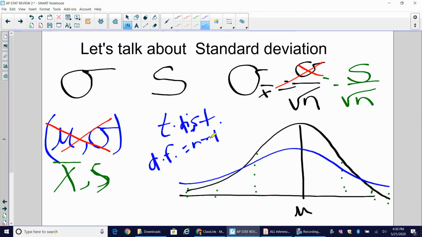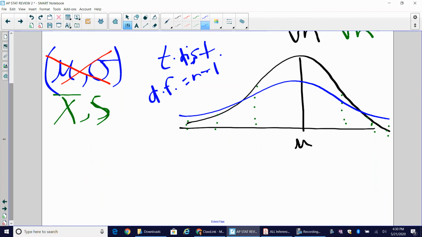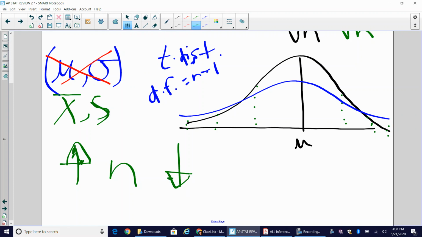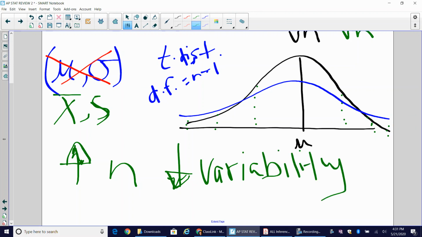Now, one of the biggest concepts associated with this is that this t-distribution you see in blue will become more and more normal. So the blue curve here will start to look more like the black curve here when you increase n. As you increase your sample size, you will decrease variability, which means your t-distribution, as n approaches infinity, basically becomes the normal curve, okay? And what do I mean by variability? I mean standard deviation, okay?